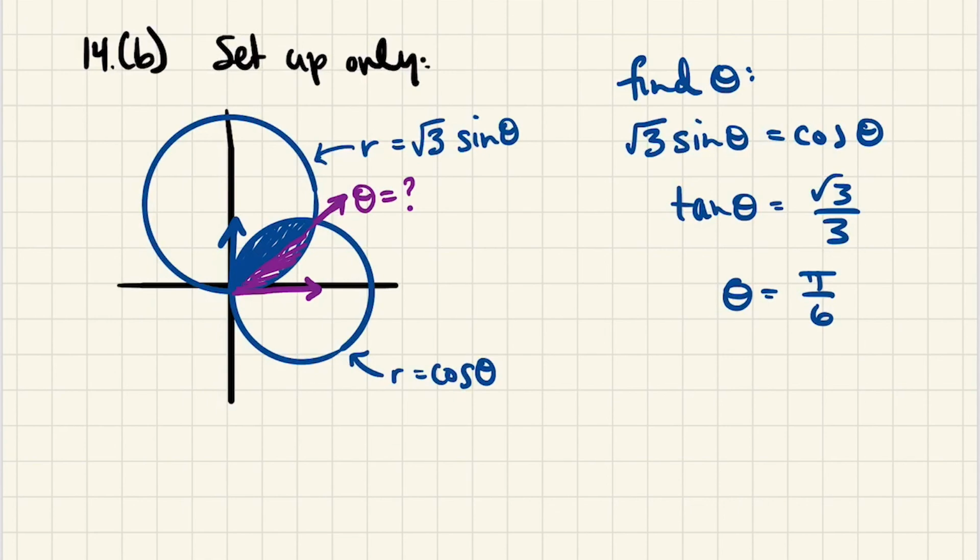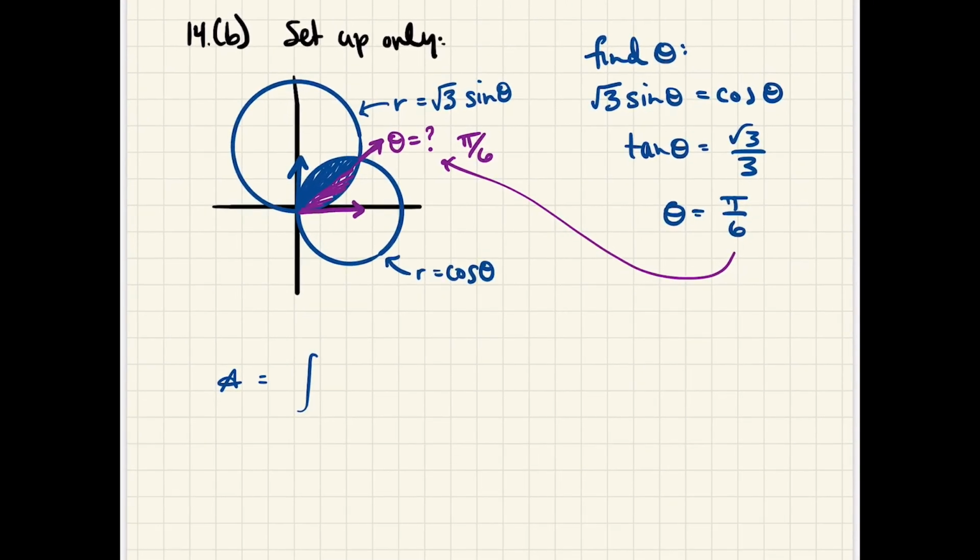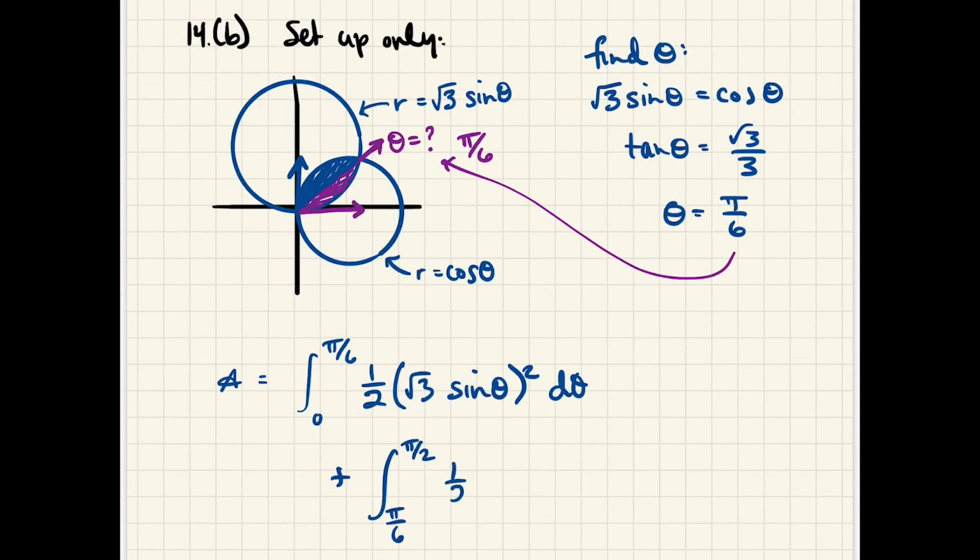or 7 pi over 6. But let's not worry about that. This is clearly the one we want, which is pi over 6. So now we can see that our area is going to be the integral from 0 to pi over 6 of that larger circle, the upper one. So that'll be rad 3 sine theta squared d theta plus the integral from pi over 6 to pi over 2 of cosine theta quantity squared.